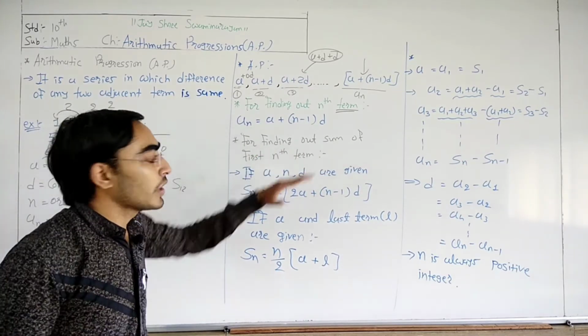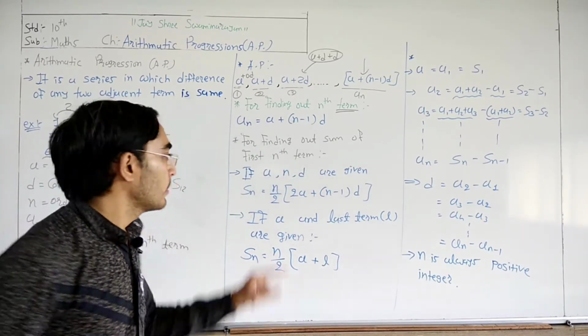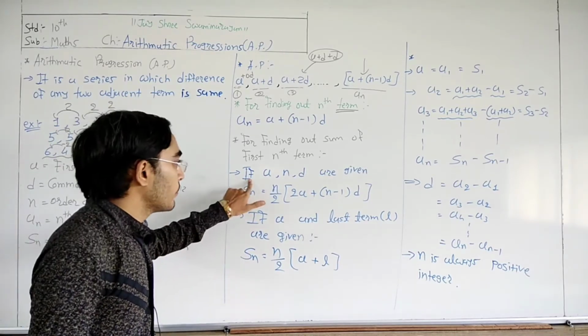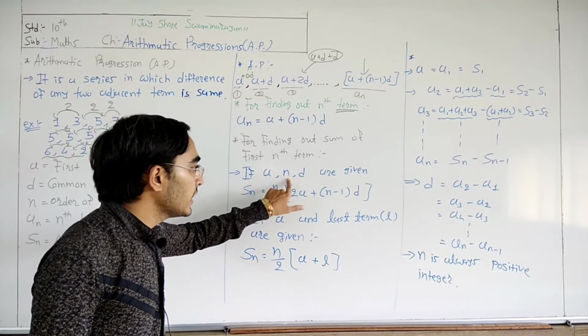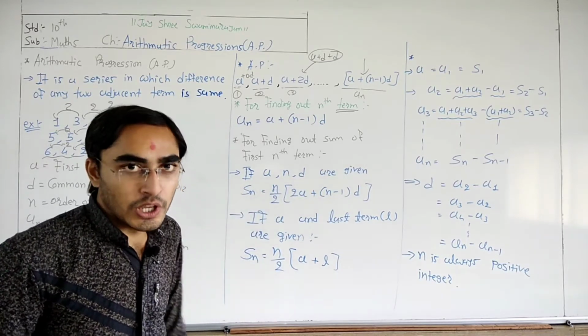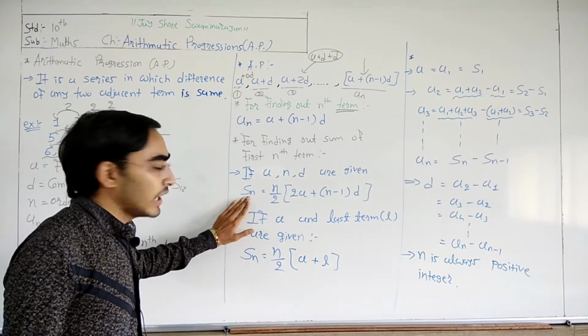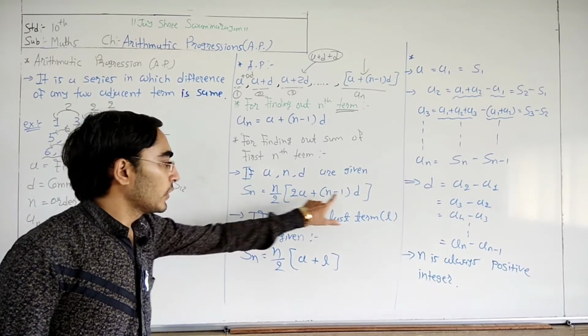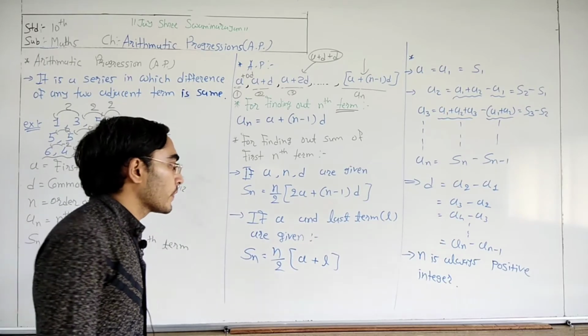For finding out the sum of the first n terms, it is represented by Sn, right? If the value of a, the value of n, and the value of d are given to you, then you can find Sn by using this formula: Sn = n/2 [2a + (n - 1)d].